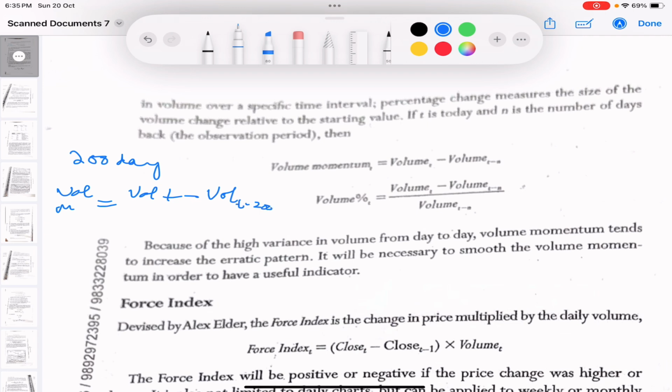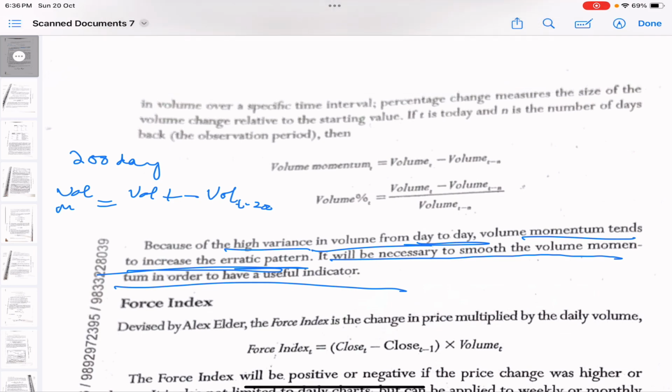That would give you the day which was 200 days before. Okay, and similarly, if you want the same thing in percentage, if you want it in the rate of change, then you are just going to divide it with the second value, which is what it was 200 days before. Okay. There is a high variance of volume from day to day, and volume momentum tends to increase the erratic pattern. It will be necessary to smooth the volume momentum in order to have a useful indicator.